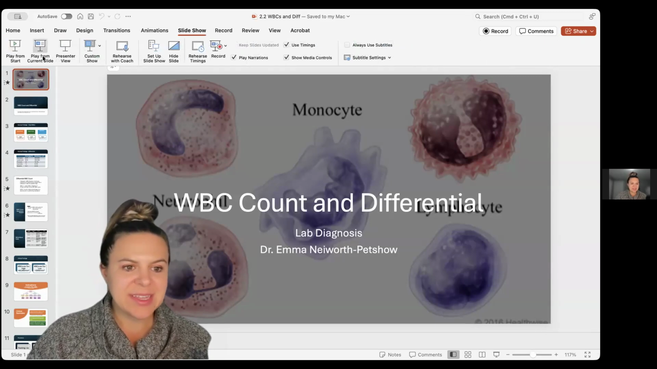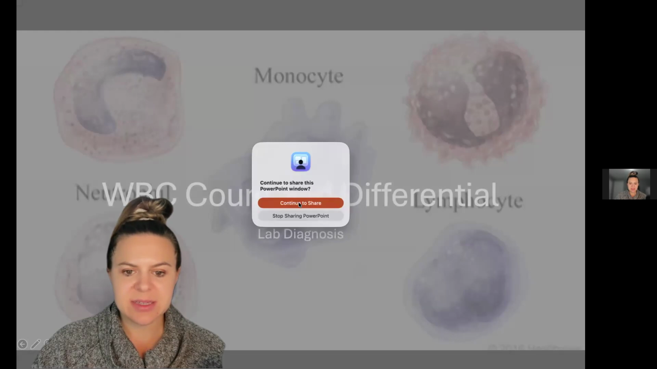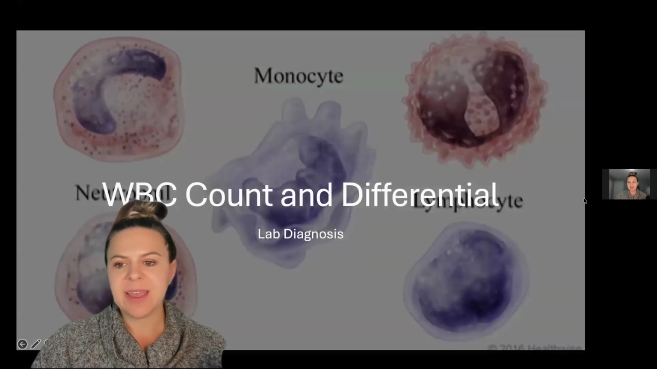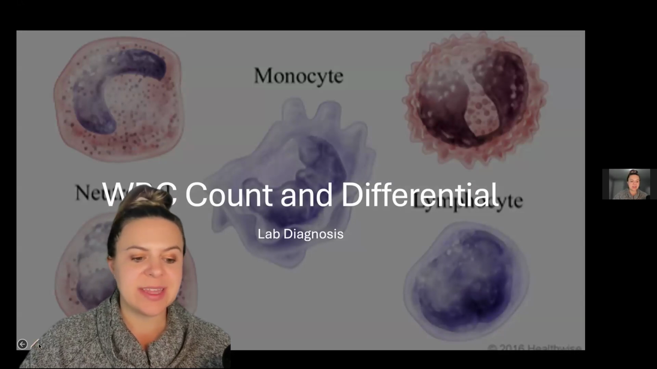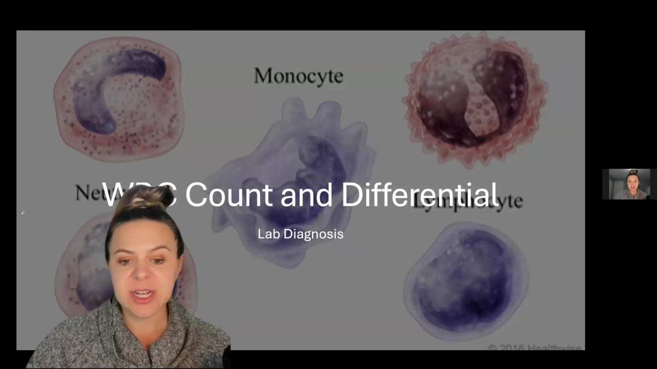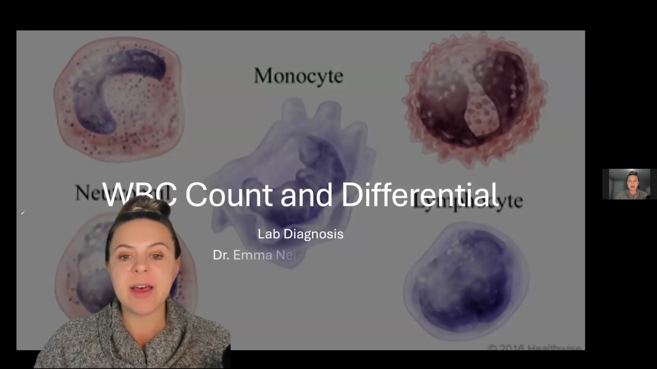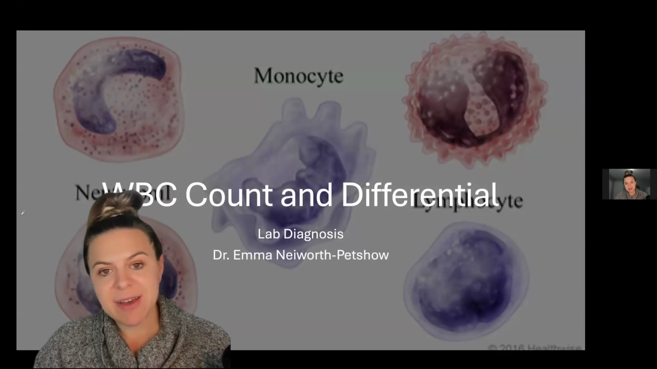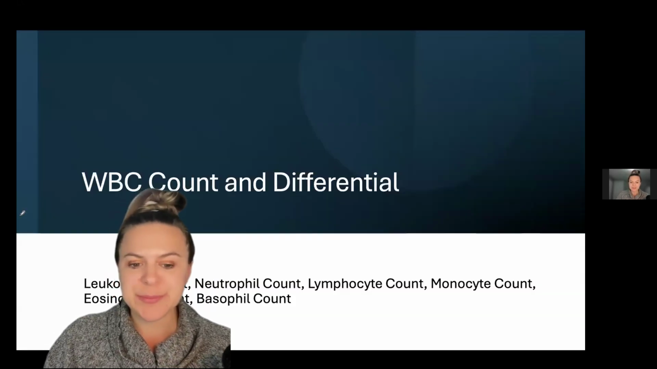Okay, so we are going to pick up where we left off and continue. We're going to be looking at our white blood cell count and differential in this next component of our lecture. White blood cell count and differential are a part of our complete blood count, and it is kind of the last component that we can order.